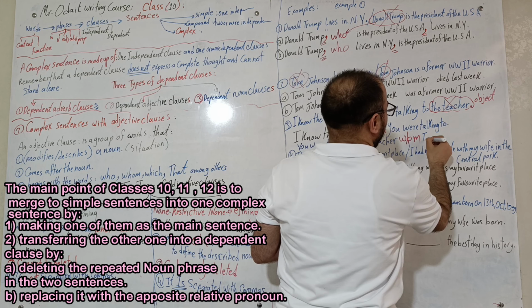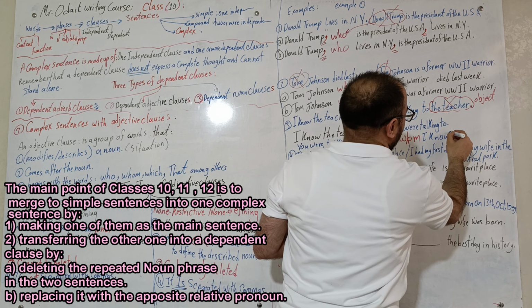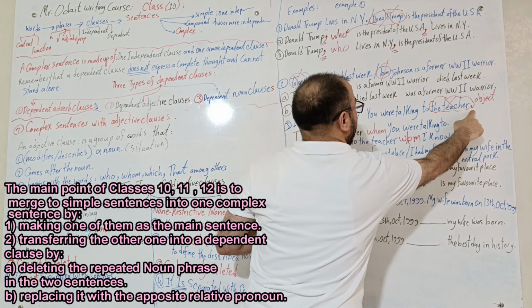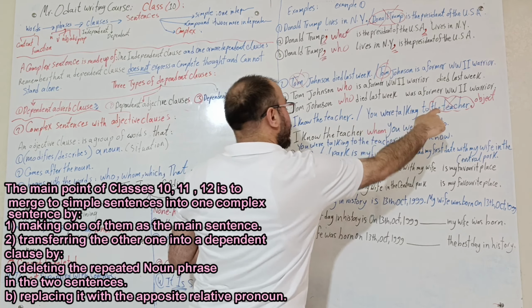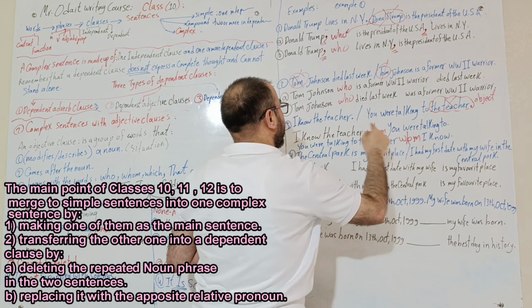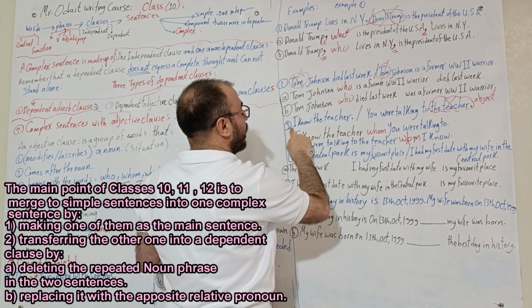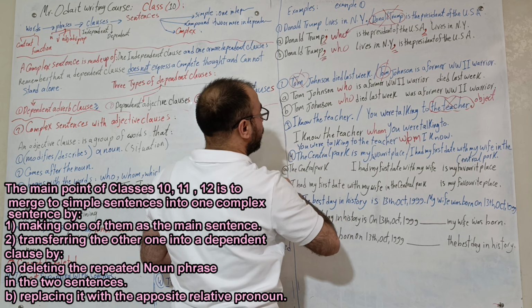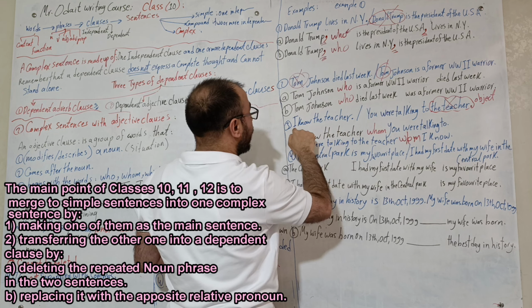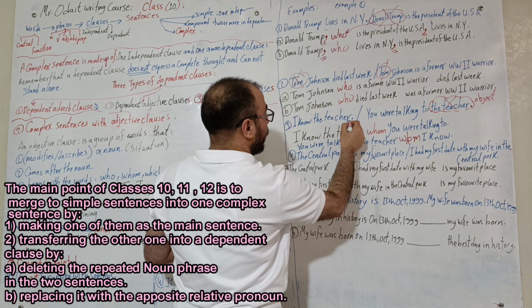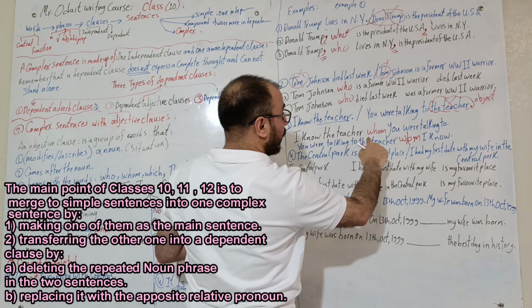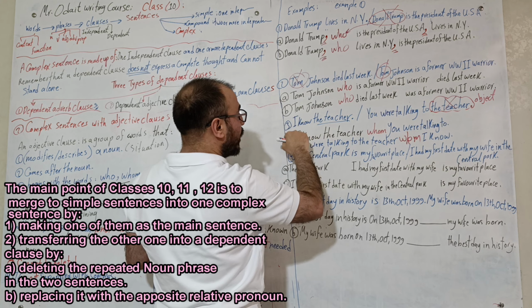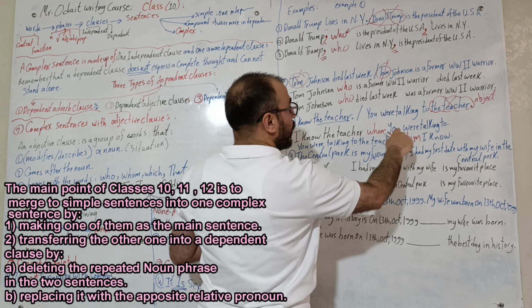I know. In here, my friends, I am using this sentence, this independent clause or this simple sentence as the main sentence, and I choose the first one to be transferred into the adjective dependent clause. And here, my friends, I only delete the word the teacher and I replace it with the word whom at the beginning of the dependent clause.